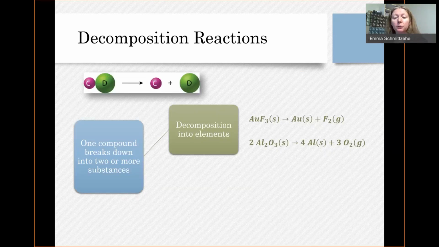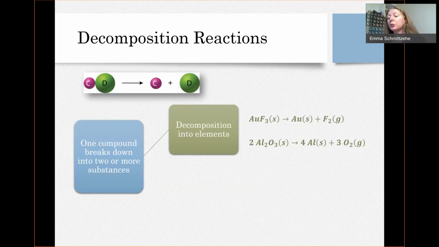If we have gold 3 fluoride and it decomposes into the elements, we would get gold and we would get fluorine, okay? If we had aluminum oxide and it broke down completely into elements, you would get aluminum and oxygen, okay?